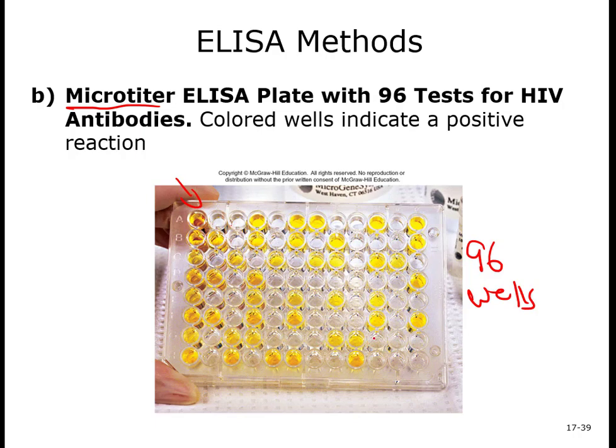As you'll see in a minute, when you do see a color change, for example, in this test it's yellow, but it could also be purple or blue. The color varies. When you do see a color change, that indicates a positive result. And when you do not see a color change, it indicates a negative result.